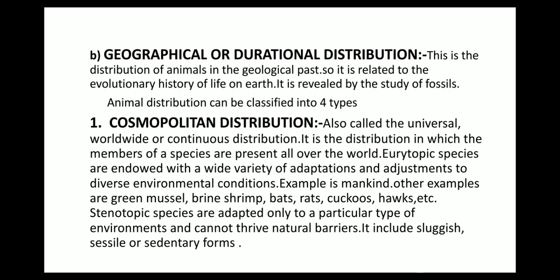Eurytropic species are endowed with a wide variety of adaptation and adjustment to diverse environmental conditions. So, they can thrive under different environmental conditions, migrate long distances, and cross natural barriers. On the other hand, xenotropic species are adapted only to a particular type of environment and cannot cross natural barriers. The best example of eurytropic species is mankind. Other examples are green mussel, brine shrimp, bats, rats, cuckoos, hawks, etc. The number of truly cosmopolitan species is very few. Xenotropic species include sluggish, sessile or sedentary forms.